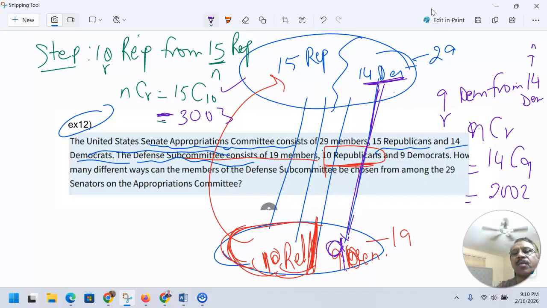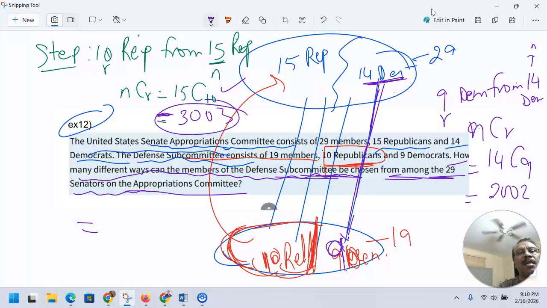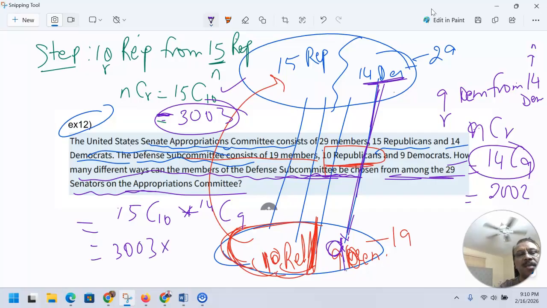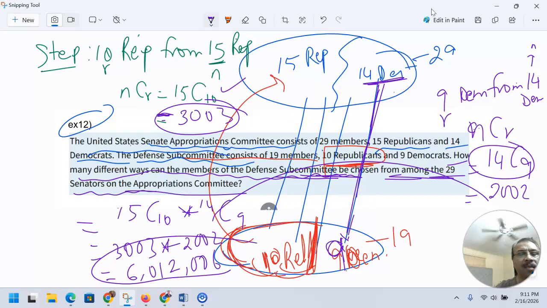So the question was, how many different ways can the members of the Senate Defense Subcommittee be chosen from 29 senators? Actually, your answer is going to be 15C10 times 14C9. And you can see that it is 3003 times 2002, and you end up getting 6,012,000 possible ways of selecting the defense subcommittee.